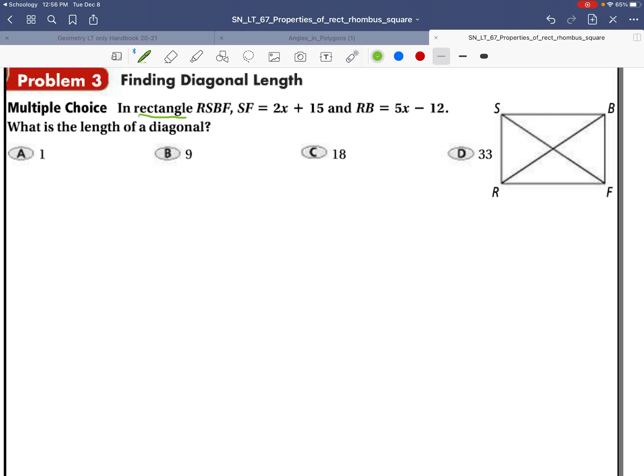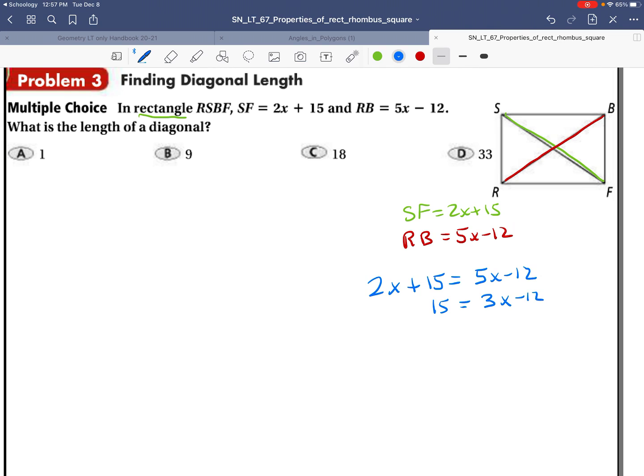In this rectangle, so we're given that it's a rectangle, SF is equal to 2x plus 15, and RB is equal to 5x minus 12. What is the length of the diagonal? Well, you only have to find one because they're congruent. So what you do is you set these two guys equal to each other, and you solve. You get 3x there, add 12, and you get 9 is x.